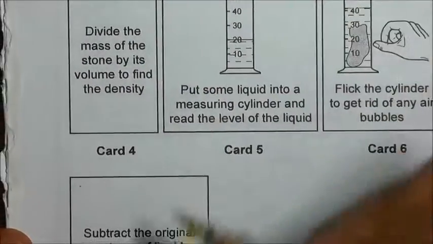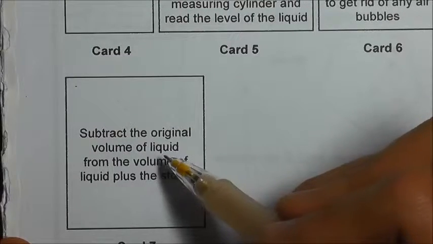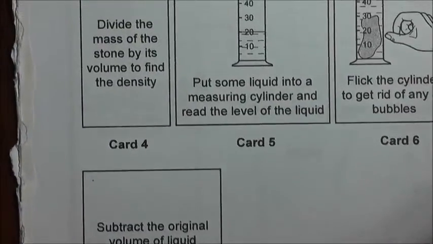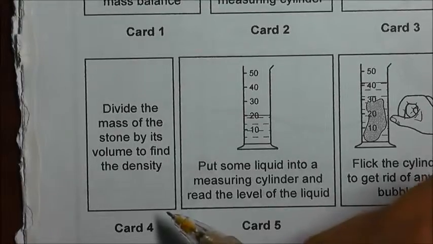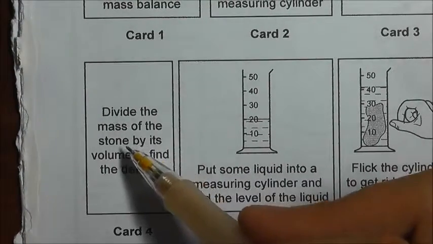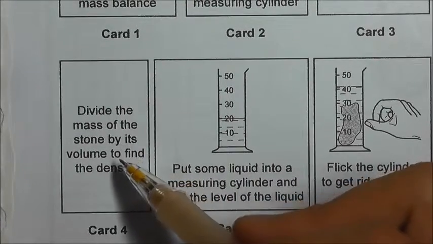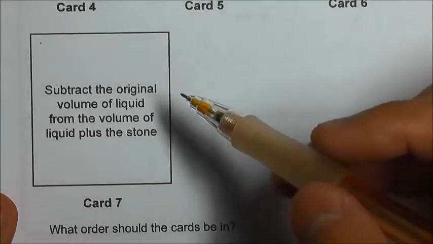And we go to 7. Subtract the original volume of liquid from the volume of liquid plus the stone. And now we have the volume and the mass. We can go on to the last step, divide the mass of the stone by its volume to find the density. So the answer should be B.